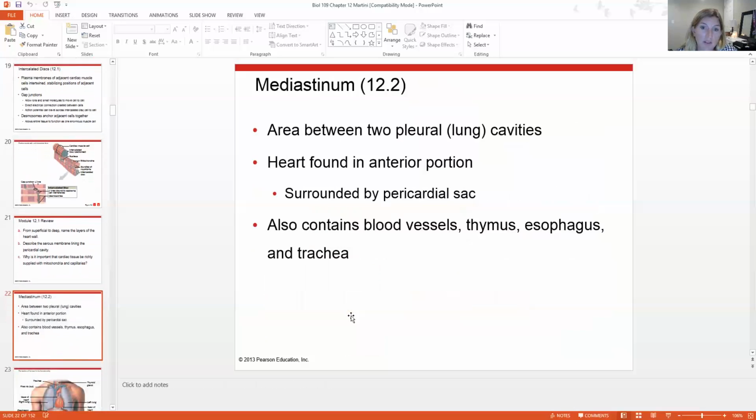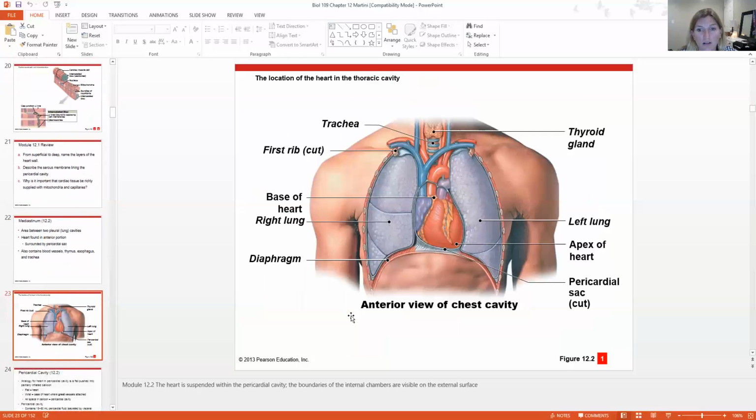The heart is located within the mediastinum. That's the area between the two pleural lung cavities, and it's on the anterior portion. It's surrounded by the pericardial sac, as we've talked about already. There's lots of blood vessels in this area, including the superior and inferior vena cava, the aorta, the thymus, the esophagus, the trachea. Lots of organs in there. So again, it's just this kind of middle area.